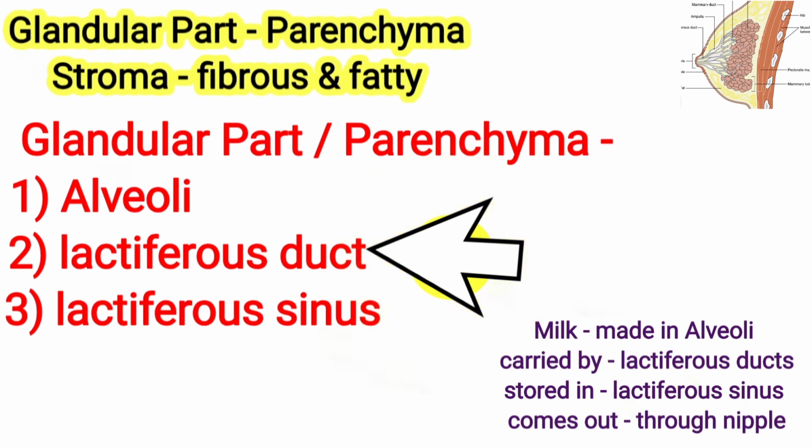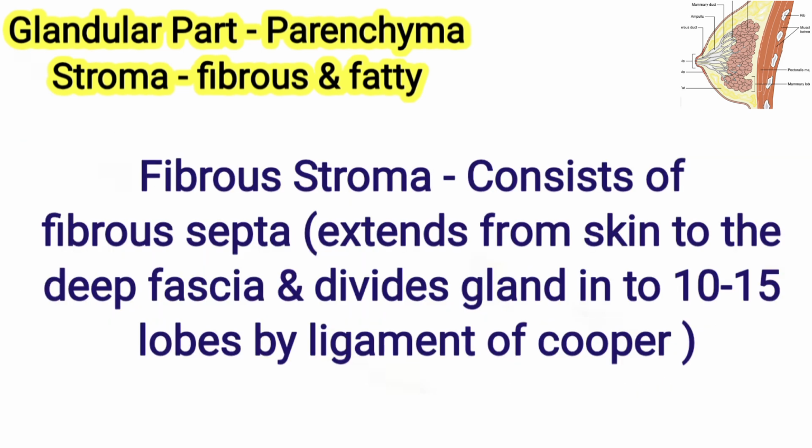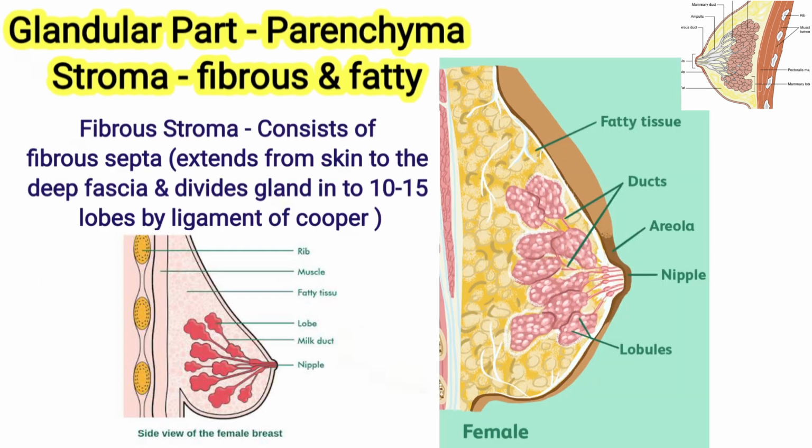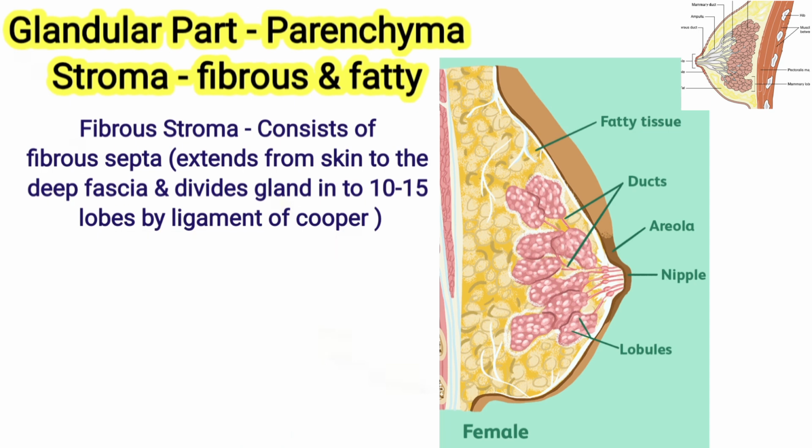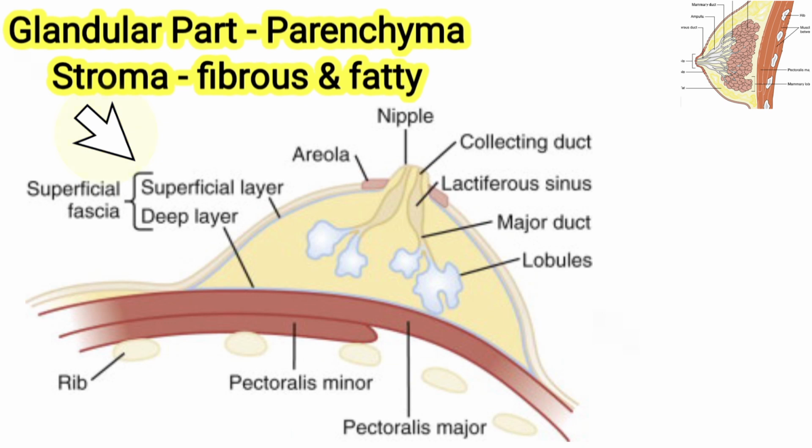Now let me explain you the second sentence, fibrous stroma. It consists of fibrous septa which extend from skin to the deep fascia and divides gland into 10 to 15 lobes. Okay, so skin to deep fascia means what? Deep fascia is nothing but a covering over muscles. It is deep to the superficial fascia. Superficial fascia is above the deep fascia. And deep fascia is above the muscles. So deep fascia is a covering over the muscles. Over is the better word to describe it.